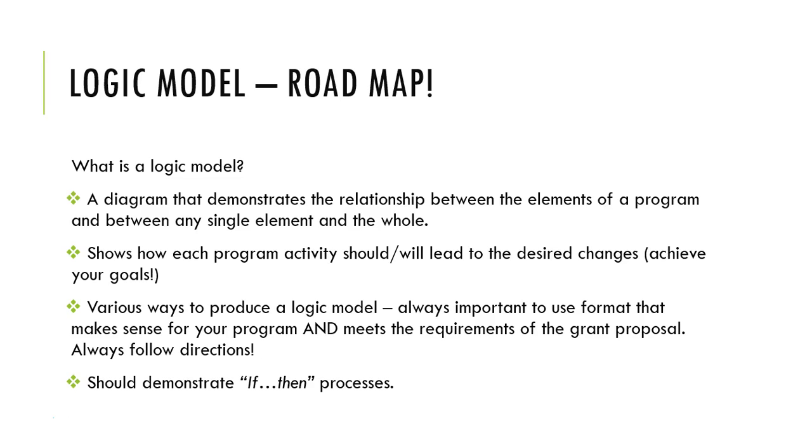So the final component of assignment number 2, the first part of your program proposal, will be the logic model. And what is a logic model? It's a diagram that demonstrates the relationship between the elements of a program and between any single element and the whole. So it's going to show how each program activity should or will lead to the desired changes, which is achieving your goals. There are various ways to produce a logic model, and it's always important to use the format that makes sense for your program and also meets the requirements of the grant proposal. It's always important to follow directions.